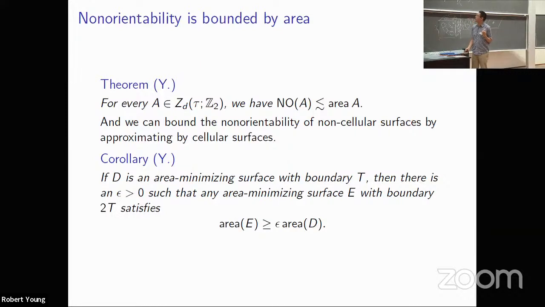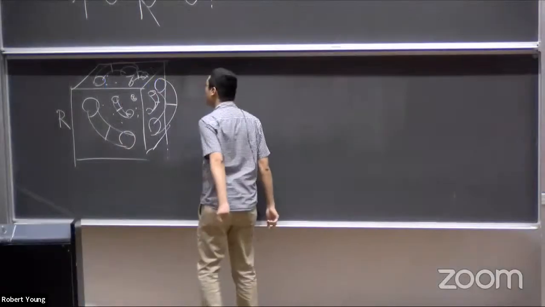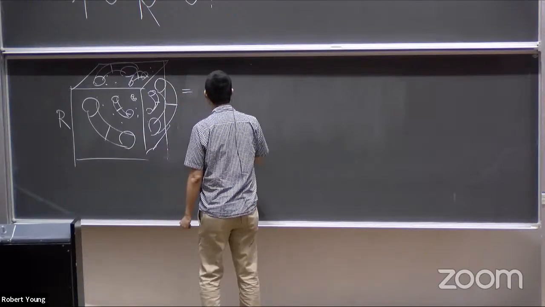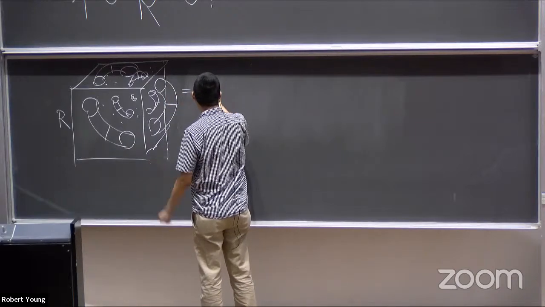But yeah, so how do we prove this theorem? How do we prove this bound on the non-orientability? The basic idea is to take an arbitrary surface and decompose it. So if we take this cube with all the handles attached, we can write this roughly as a sum of orientable pieces.